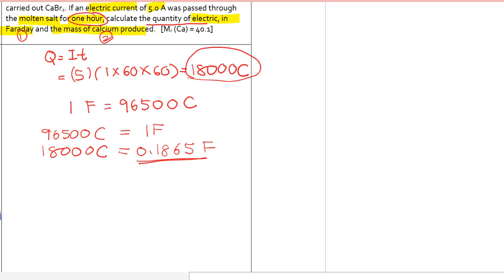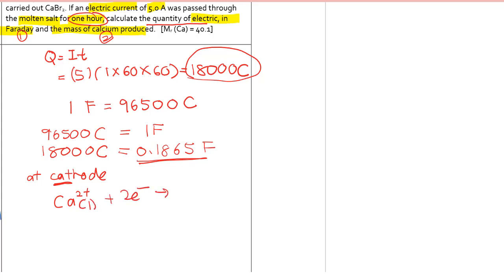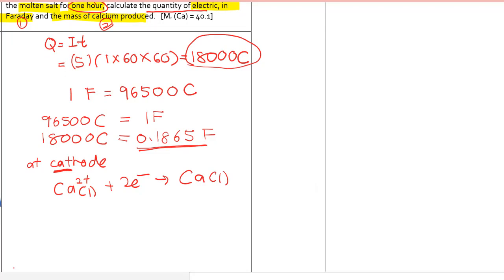Okay, next find the mass of calcium produced. Calcium is positively charged, so calcium is attracted to the cathode. The cathode attracts positive charge, the cation. So calcium in the form of liquid, because this is molten, receives 2 electrons, and it will produce calcium in the form of liquid, or you can write solid. If you cool it down, it will become solid. At high temperature, it will still be in the form of liquid, still molten.